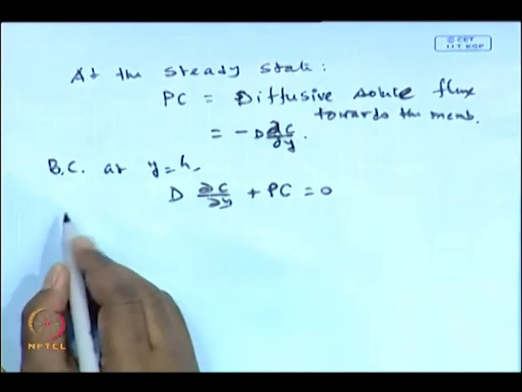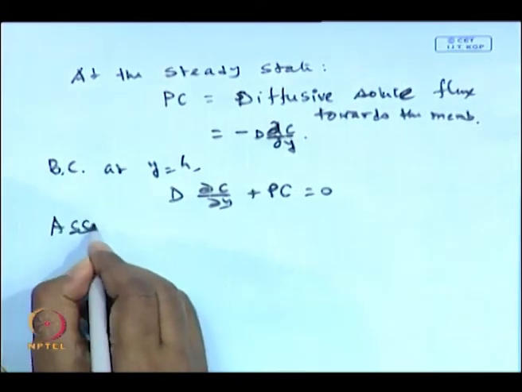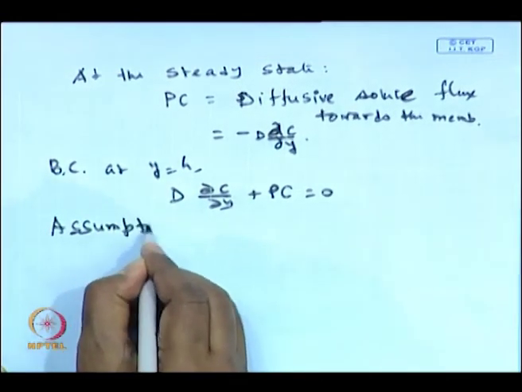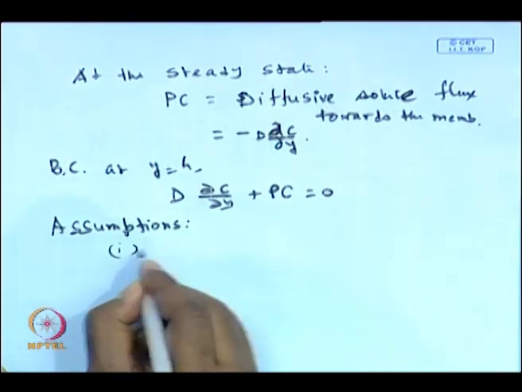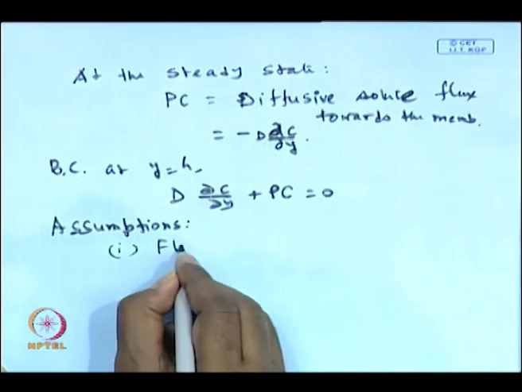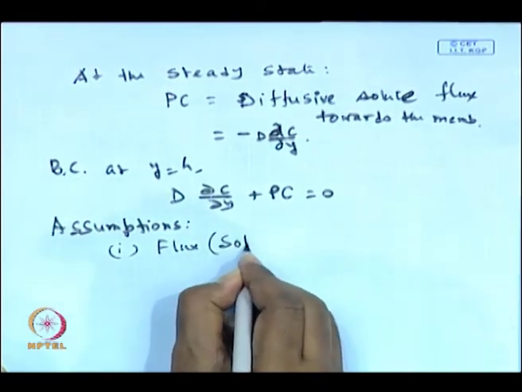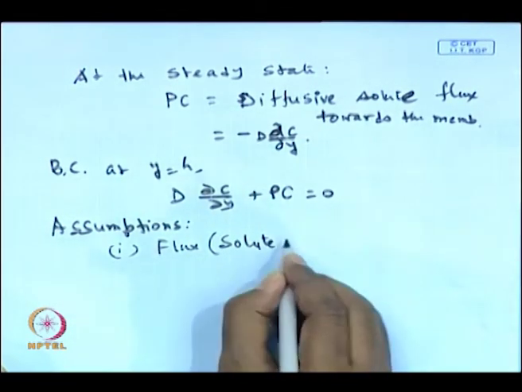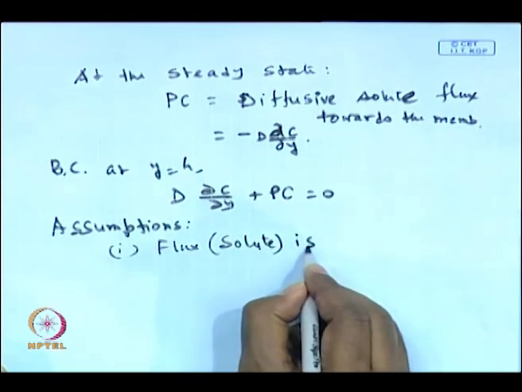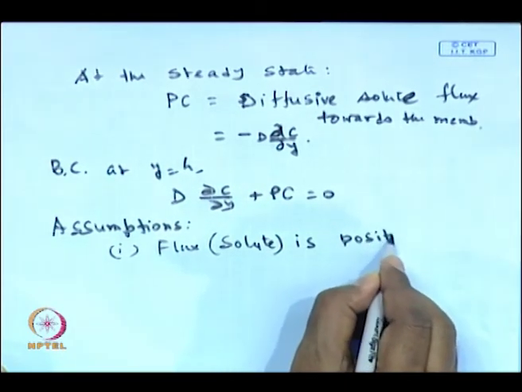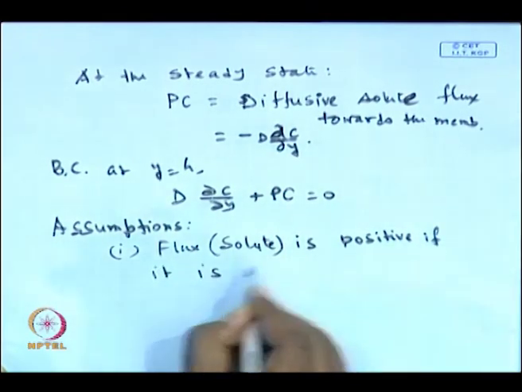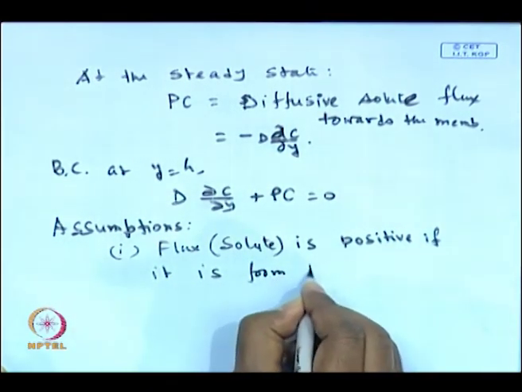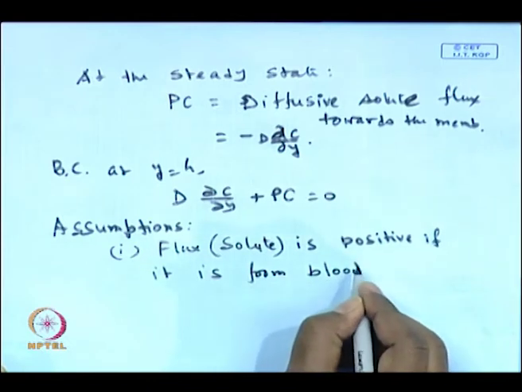So let us write down the assumptions that we have made in this analysis. One is that the solute flux is positive if it is from blood to the dialysis side, and the blood side is nothing but the feed side.